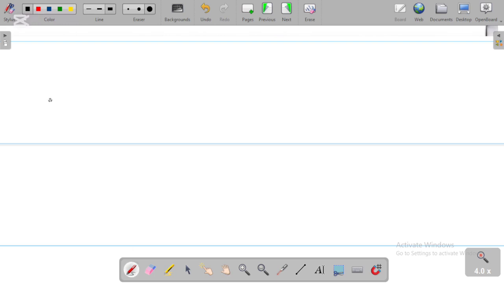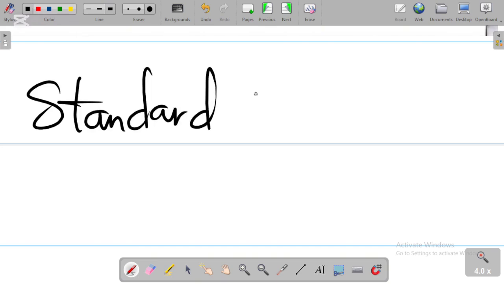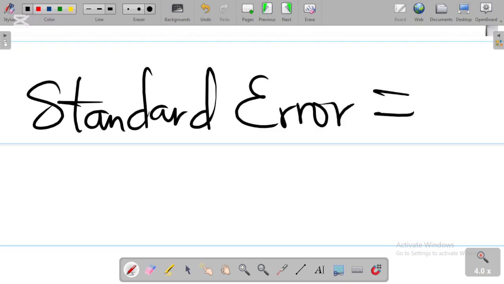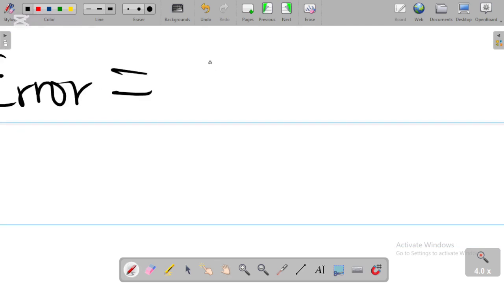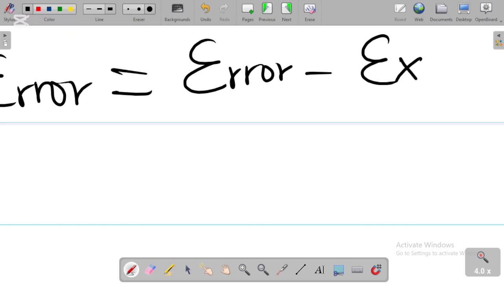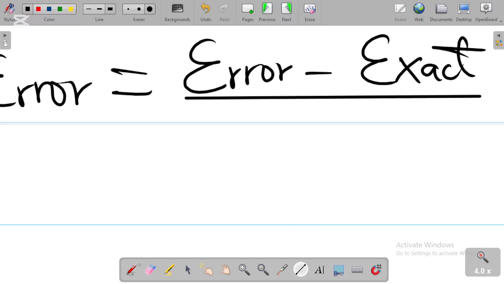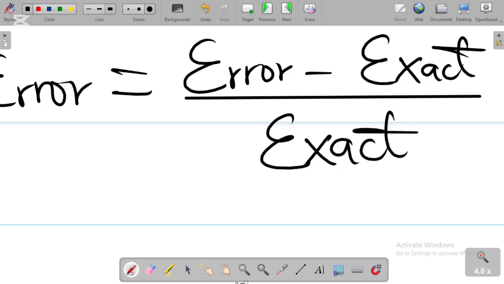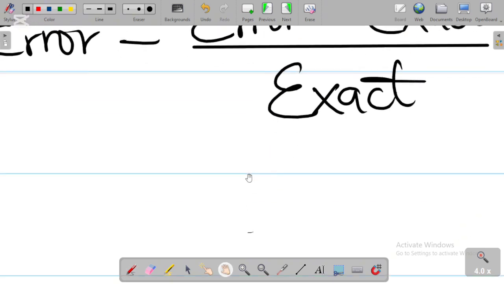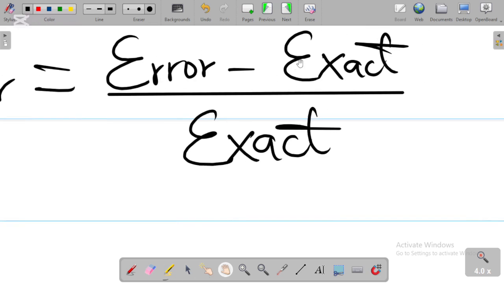All right, take note of this. Standard error is equal to error minus exact, all over exact. So this is the formula for standard error. Standard error is error minus exact all over exact.